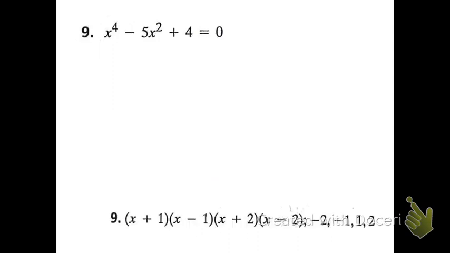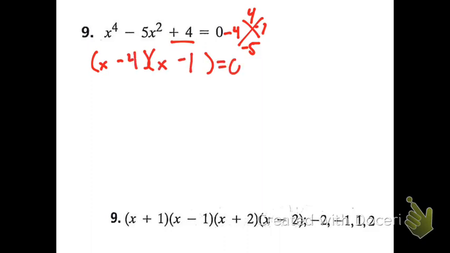Now you can see my answers down there, but I'm going to go into this and show you how to do it. I'm going to start by factoring it. This is x. Oh, I can't put a plus there. It could be minus. Two numbers multiply to 4 and add up to negative 5. That'd be 4 and 1, but they both have to be negative. So x minus 4 and x minus 1.